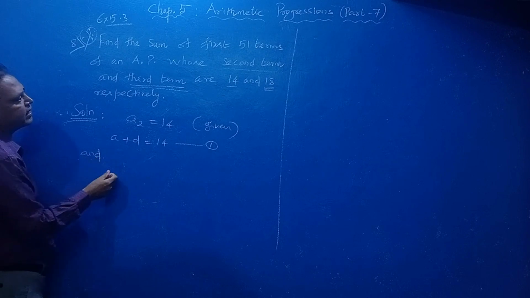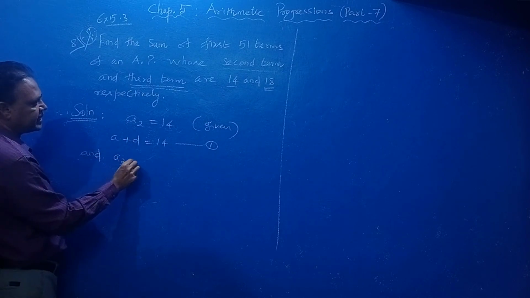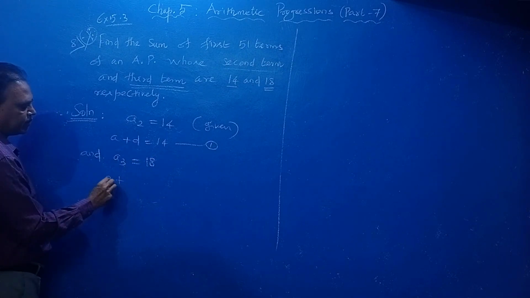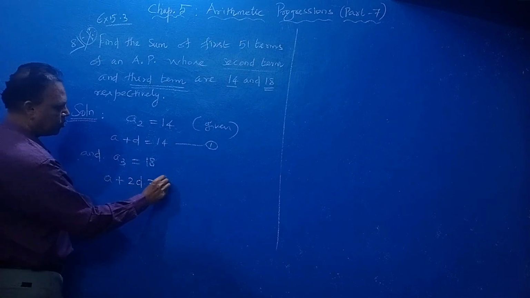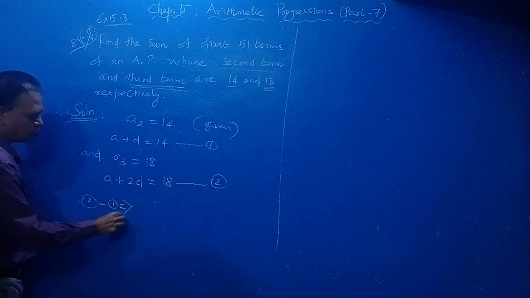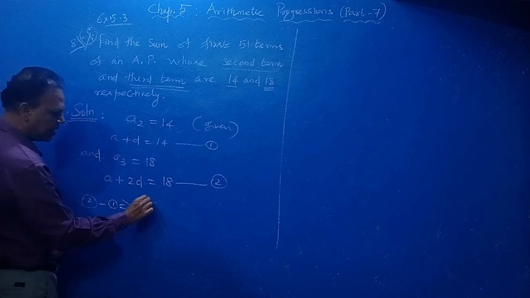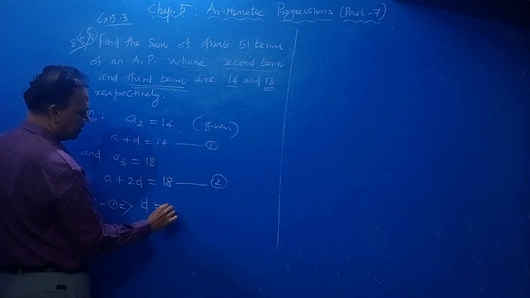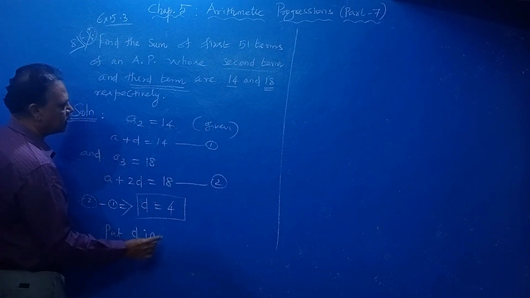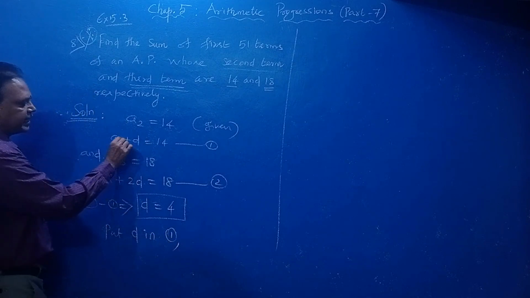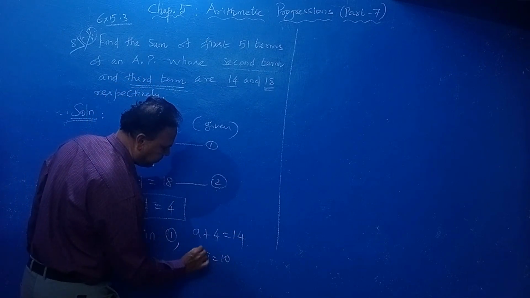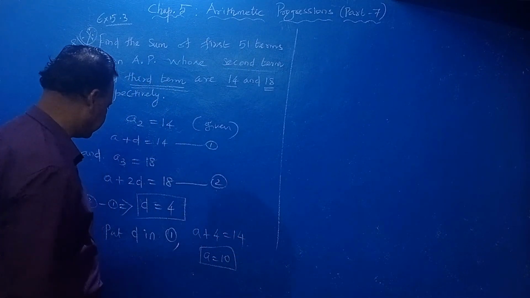And again, third term is A3 equal to what? 18. Third term is A3 equal to 18. Therefore, A3, nothing but A plus 2D equal to 18. This is equation number 2. Now subtract 2 minus 1, easily we can solve. A minus A 0. 2D minus D 1D. 18 minus 14 is 4. So D is 4. Now put this D in equation number 1. What will you get? A plus 4 equal to 14. Therefore A equal to 10. 14 minus 4 is 10. Right? A equal to 10.